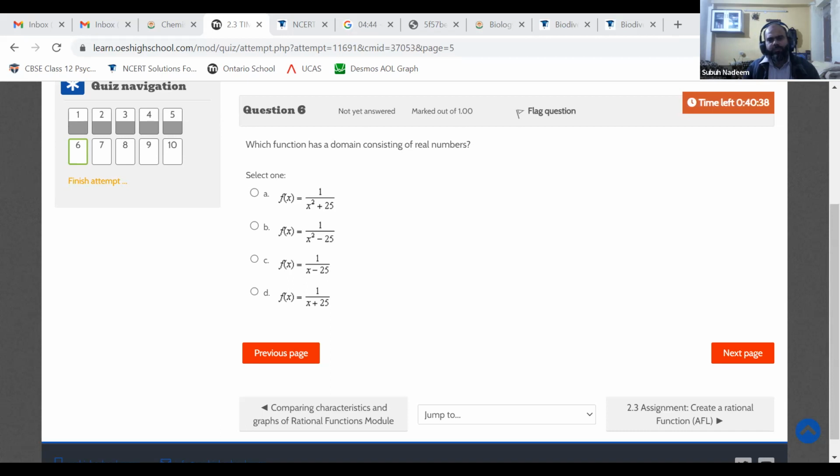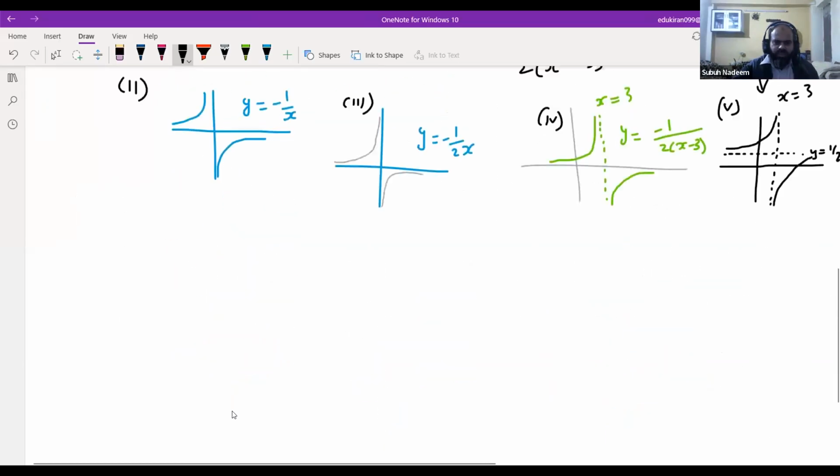So x plus 25 won't be there. Why? Because of the identity. Identity means? Because it shouldn't be a square minus b square. No, it's nothing like that. Domain means it should be defined over all the real numbers. This is what it is saying.